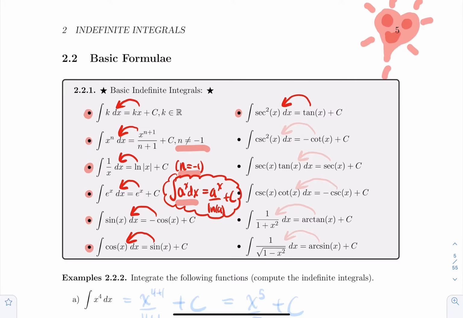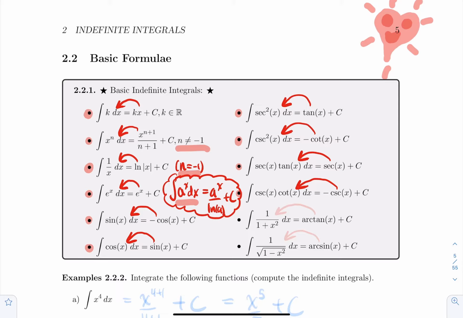Because we know the derivative of tan is secant squared, the indefinite integral of secant squared is going to be tan plus c. Because we know the derivative of cotan is minus cosecant squared, the integral of cosecant squared is going to be minus cotan plus c. Because the derivative of secant is secant tangent, the integral of secant tangent is going to be secant plus c. Because the derivative of cosecant is minus cosecant cotangent, then the integral of cosecant cotangent is going to be minus cosecant plus c.